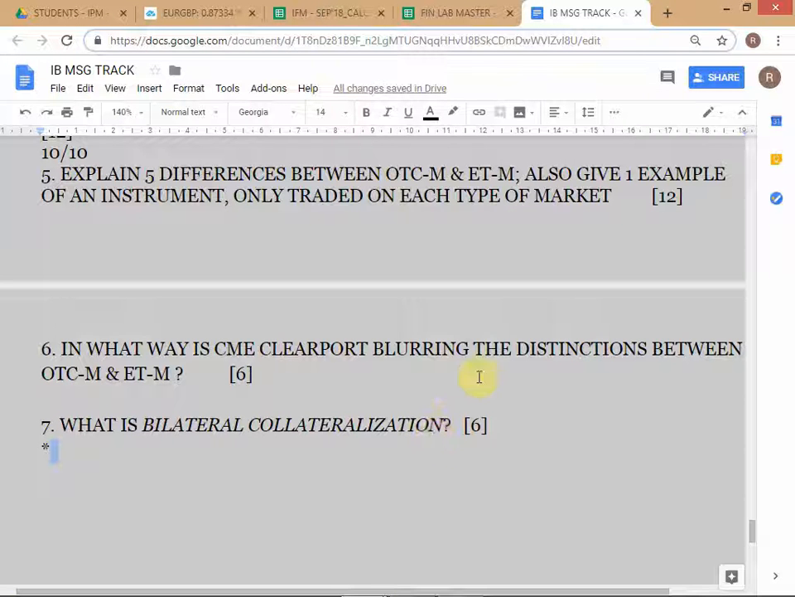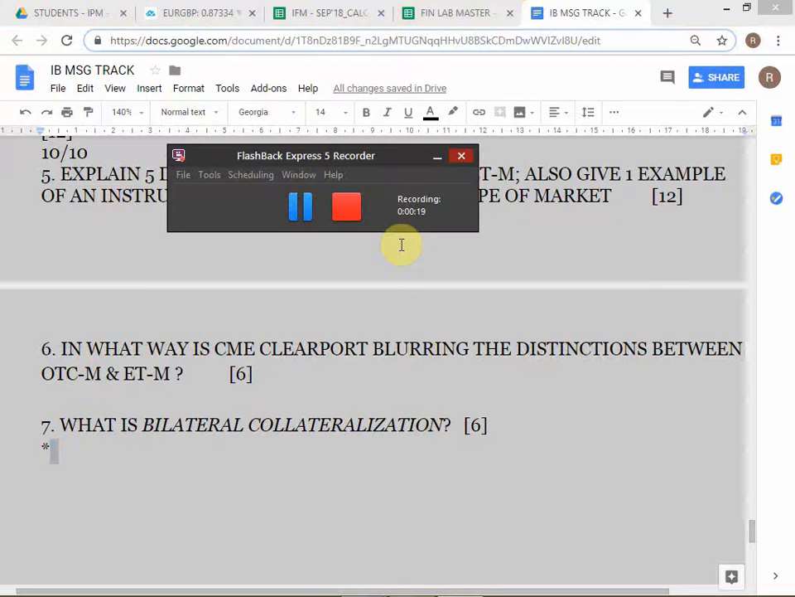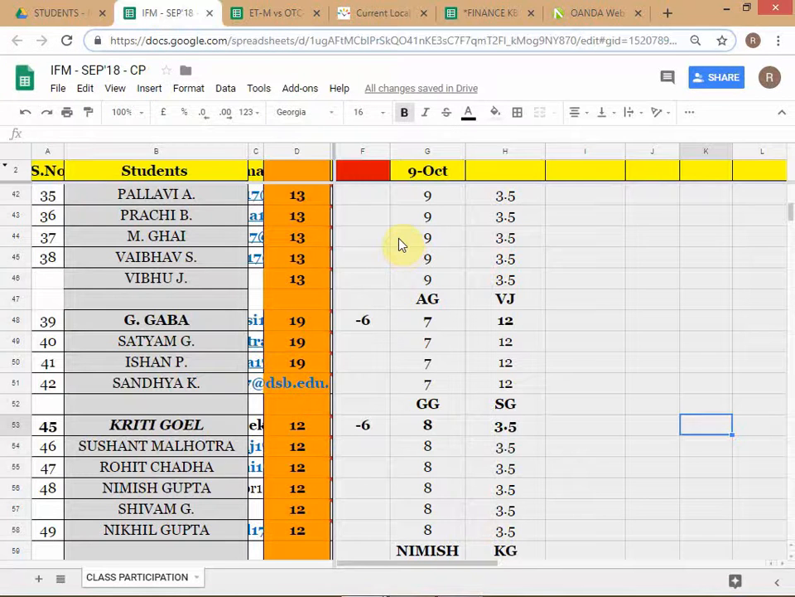Okay, so let's recap the correct answers for the CP questions. First question, five differences. It's all given to you in a spreadsheet. I mean, nobody was able to answer all the points properly.